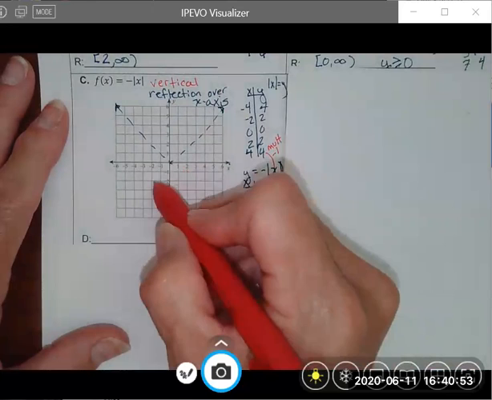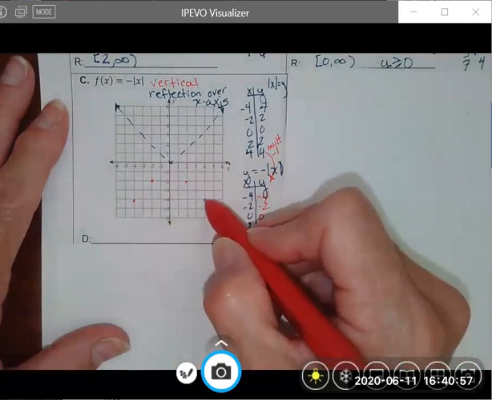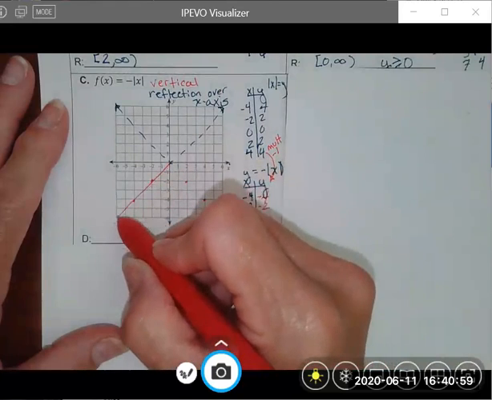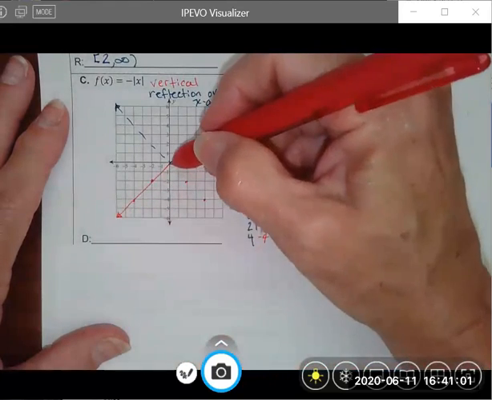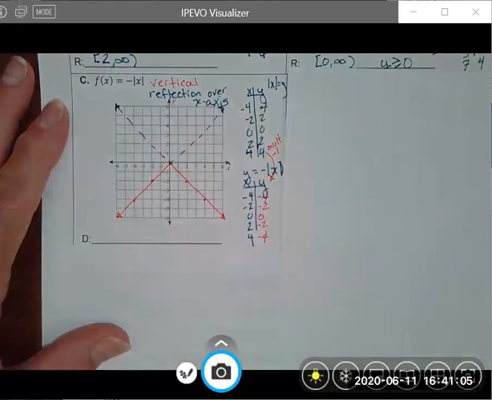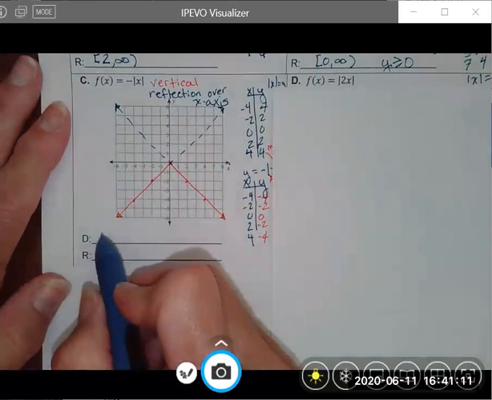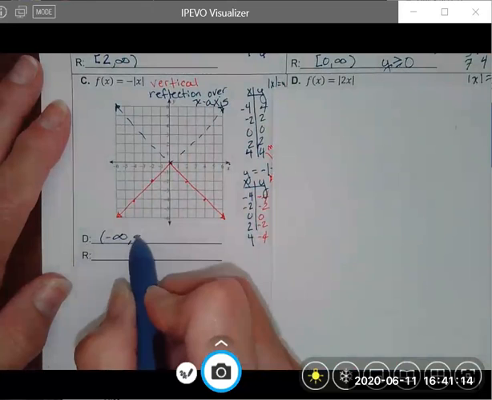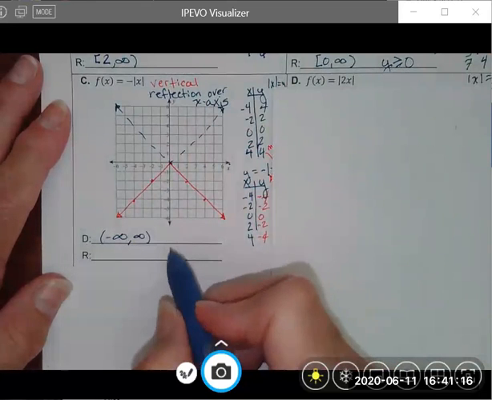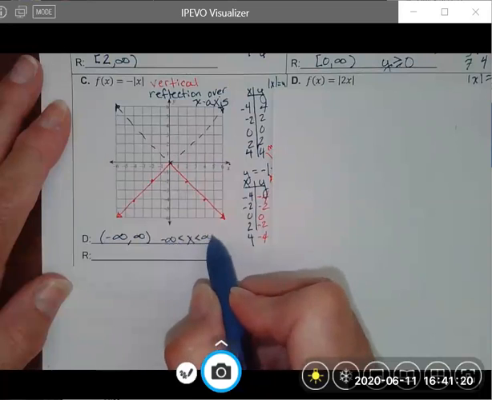And my graph should have the same shape because I have not stretched or compressed it, but instead I have reflected it over the x-axis. And this does some interesting things to our range. So be careful when we do our range. The domain did not change. It's still -infinity to infinity. Or if you want to, you can do -infinity is less than x, less than infinity.